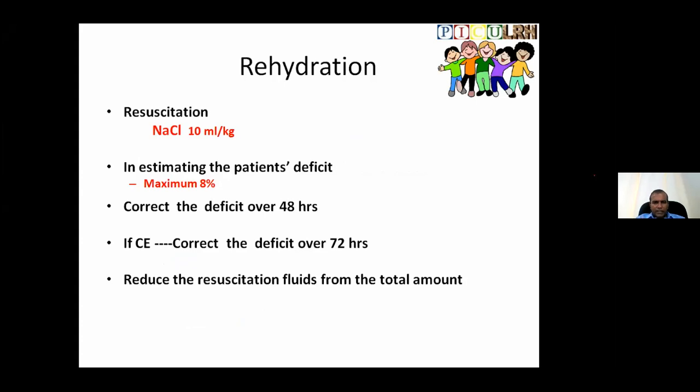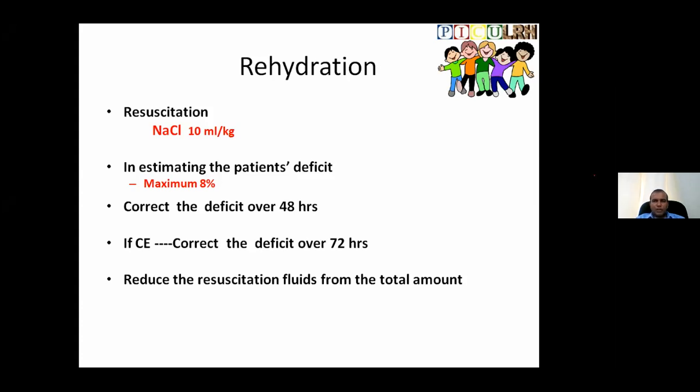Let me forget about this one because now we are using different guidelines. Then if there's no shock, you have to calculate the percentage of dehydration. Earlier, the guideline said you can take a maximum of 10% dehydration, and now we can use even 10% dehydration. Whatever it is, you have to calculate the fluid deficit and give that over 48 to 72 hours.